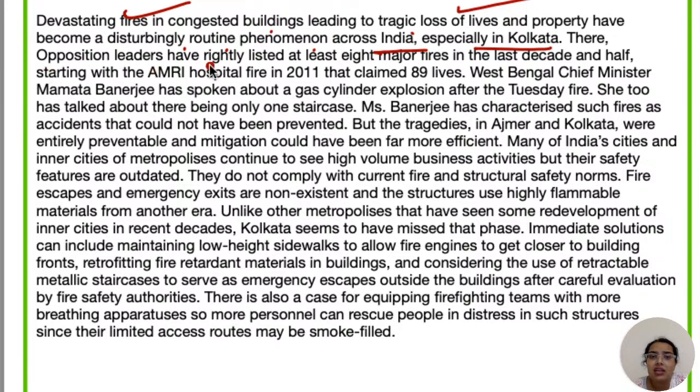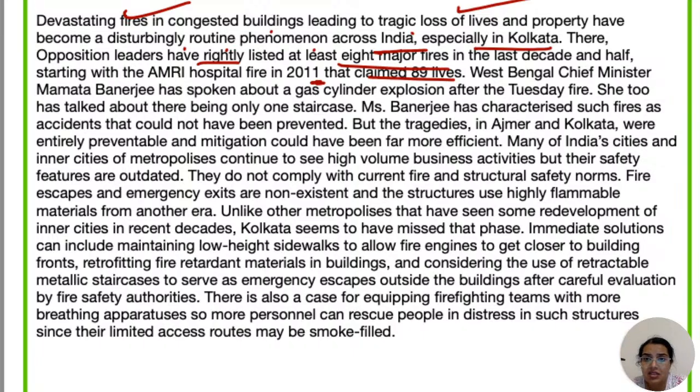Their opposition leaders have rightly listed at least 8 major fires in the last decade and a half, starting with the AMRI hospital fire in 2011 that claimed 89 lives. So there have been a list of 8 major fires that happened just in the last decade and a half.